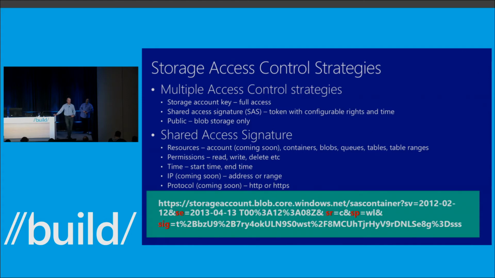So let's drill into shared access signatures, because these are the ones we recommend for most applications where security is important. There are a number of different capabilities. First of all, you can specify what resources you want to grant access to: containers, blobs, queues, tables. Within tables, you can also specify ranges of data. So if you're building a multi-tenant application and you want a different PK for different customers, you could grant SAS tokens for those specific key ranges.